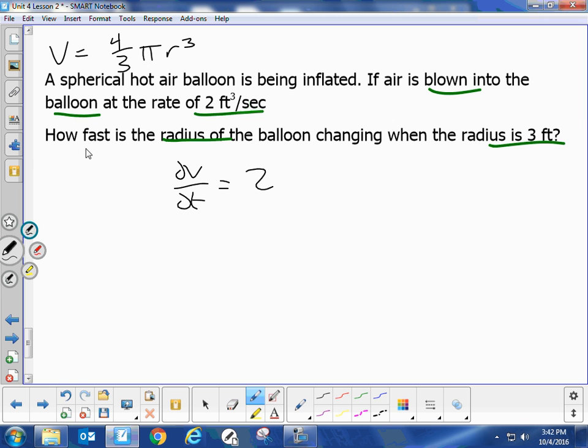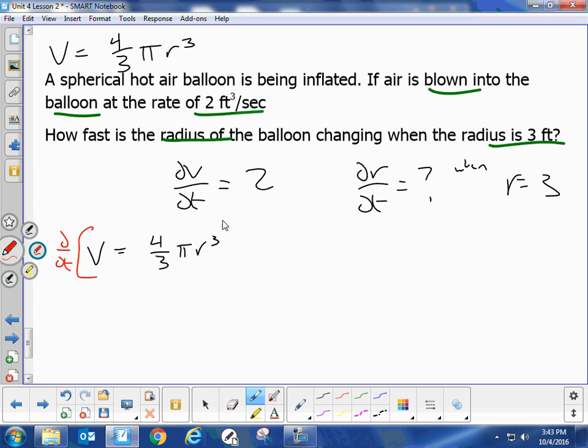My question is, how fast is the radius of the balloon changing? What am I trying to find? dr/dt, when the radius is 3. Don't plug in 3 here. It's just how fast is it changing at the exact moment when the radius is 3. Instead, start with your formula, take the derivative, plug in your information, and you will get your answer.